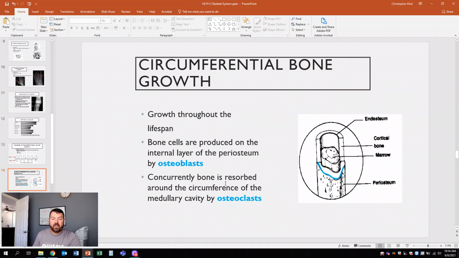Also, going back, when you have any kind of fracture or break, the osteoclasts absorb all that dead bone, all those dead bone edges. And the osteoblasts are really important for the healing process of those bones.